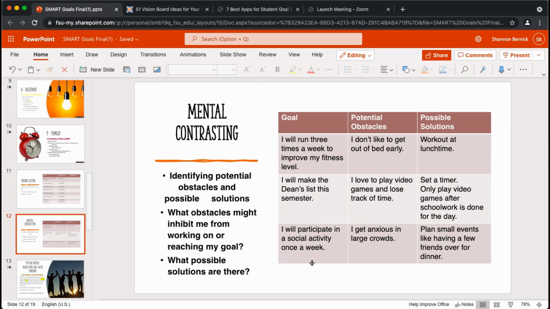And then a final example, I will participate in a social activity once a week. The potential obstacle here is that I get anxious in large crowds. I really don't like to be around a lot of people. I get anxious, I feel claustrophobic. So I really don't want to be around large crowds. Some potential solution is that I could plan small events, like just having a few friends over for dinner, or just going on a walk in the park with a few of my closest friends. That way, I'm avoiding those large crowds that make me anxious, but I'm still benefiting from that social interaction with my friends and family.